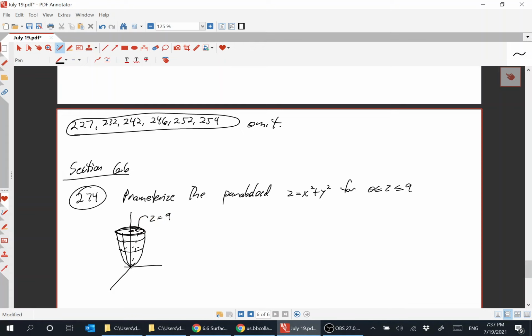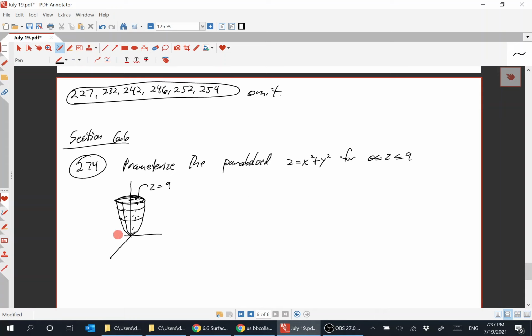All right, so the shadow of this paraboloid down in the xy plane, if you shine the light straight down, is the intersection of the plane z equals 9 with the surface and then everything that's inside of it. So that, of course, is where x squared plus y squared equals 9, which is the circle of radius 3. So here are two different parameterizations.